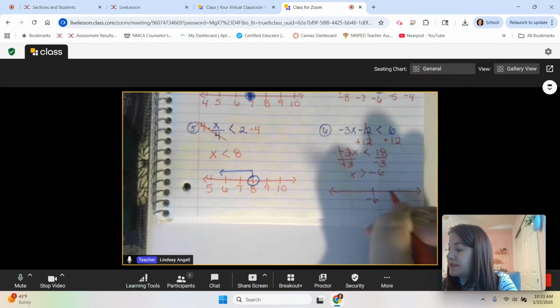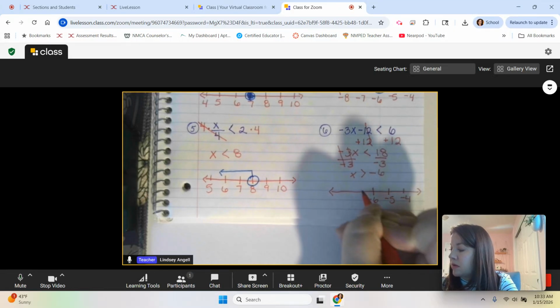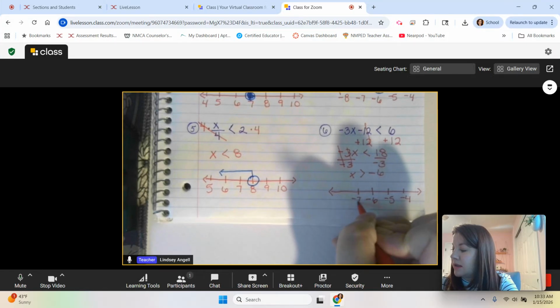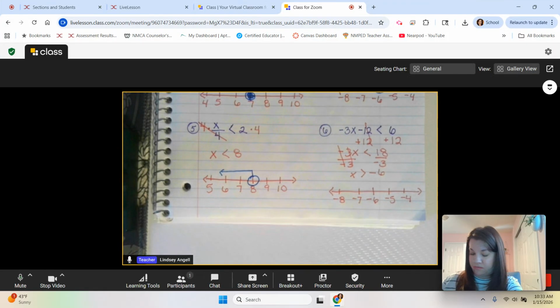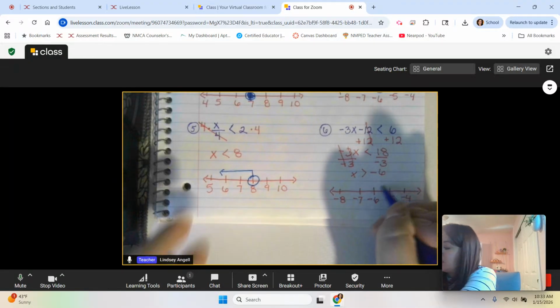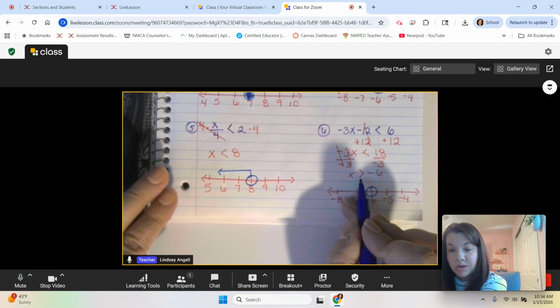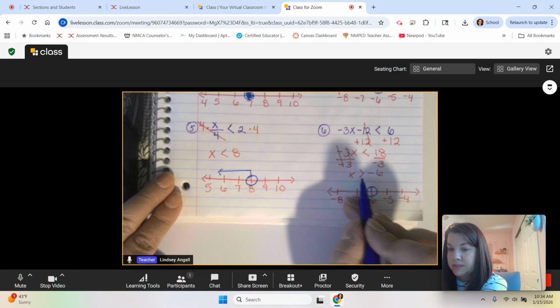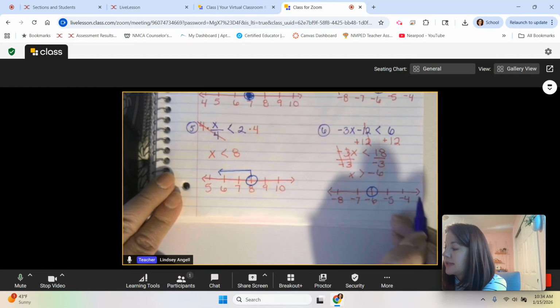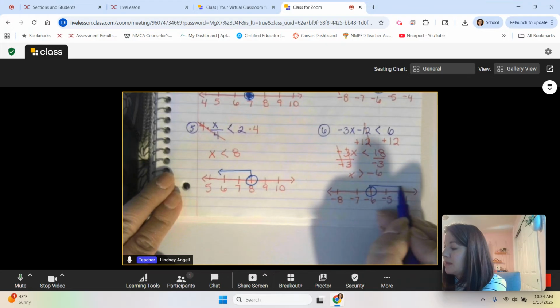So I'm going to put -6 in the middle of my graph. I almost went backwards. That's what I'm going to circle. It's just a greater than symbol, so I'm not going to color in my circle, but it looks like this side of the number line, so that's the way my arrow is going to face.